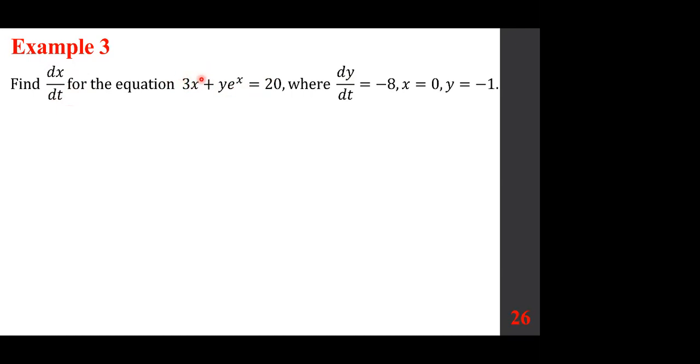Starting with this. So 3 times x gives us 3 dx/dt, plus y. This is a product rule. y gives us dy/dt times e to the power of x, and then e to the power of x gives us e to the power of x times dx/dt, by the product rule, times y. And the right side is a number, which results in 0. And now we are done.